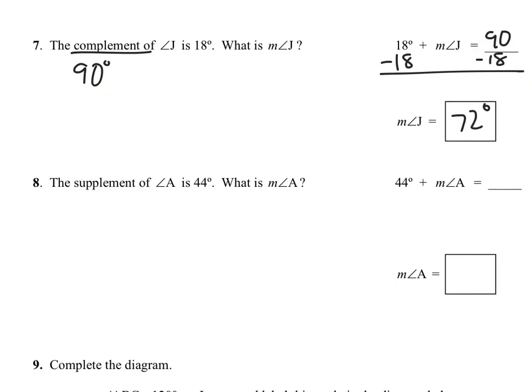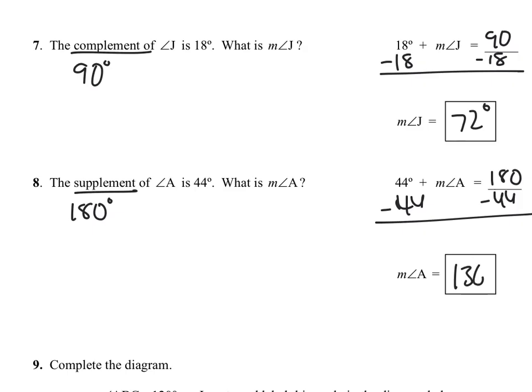Number 8, the supplement of angle A is 44 degrees. What is the measurement of angle A? So again, supplement, that's going to be 180 degrees. So 44 degrees plus the measurement of angle A is going to equal exactly 180 degrees. To find the measurement of angle A, I'm going to subtract 44 from both sides. And when I do that, I get the measurement of angle A is 136 degrees. Let's go ahead and jump on to number 9.